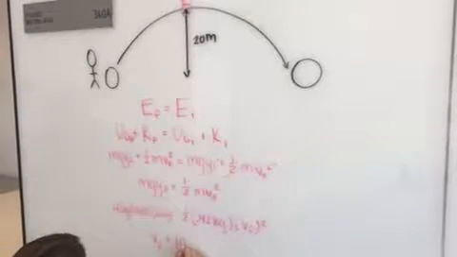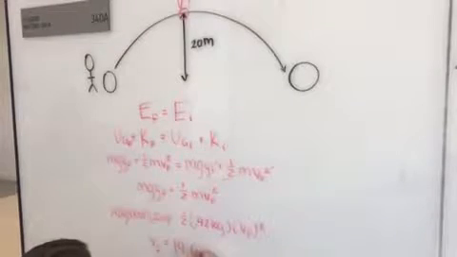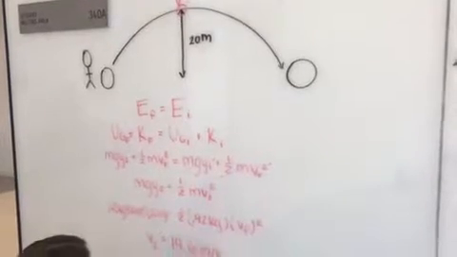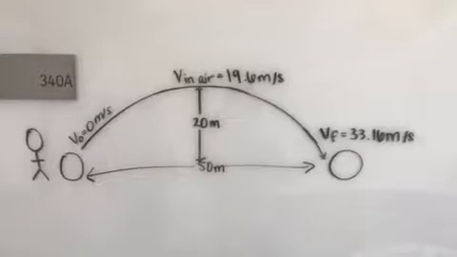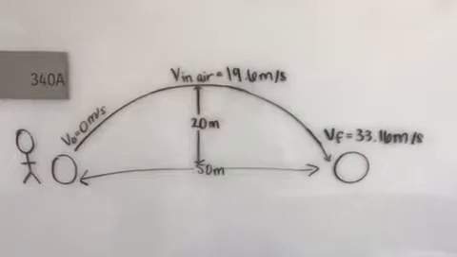Velocity at the ball's highest point is 19.6 meters per second. In conclusion, the ball was traveling faster right before touching the ground than it was at its highest point.